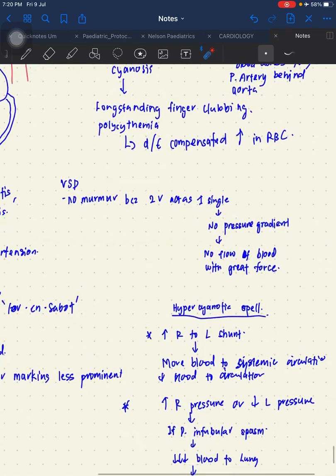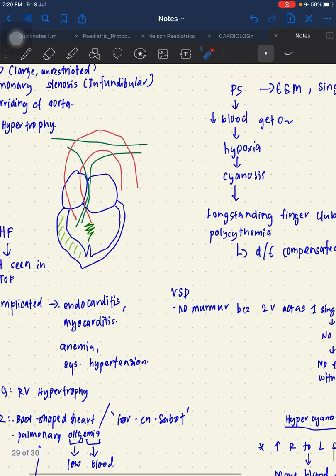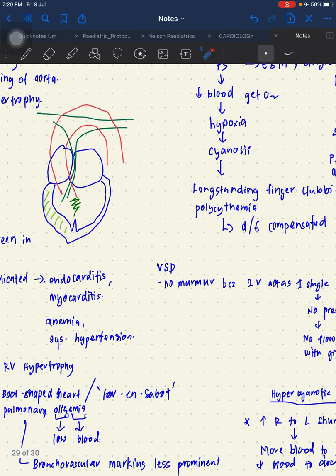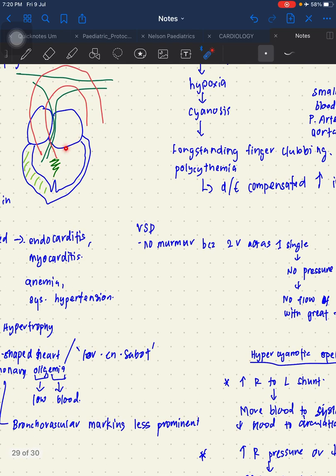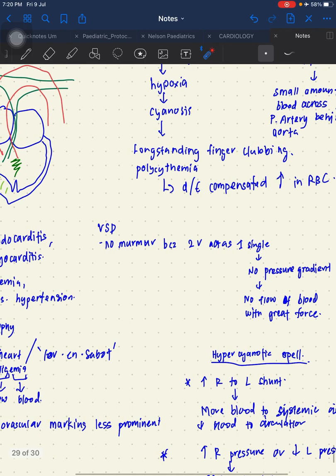The last one is the ventricular septal defect. In ventricular septal defect, there is no murmur because these two ventricles tend to act as a single chamber, because it is unrestricted. Because the ventricular septal defect is usually large, the pressure gradient between the right and the left ventricle is almost similar. Therefore, there is no forceful flow of blood, and when there is no forceful flow of blood, there is no murmur.